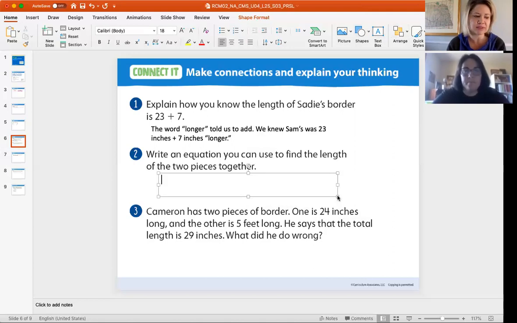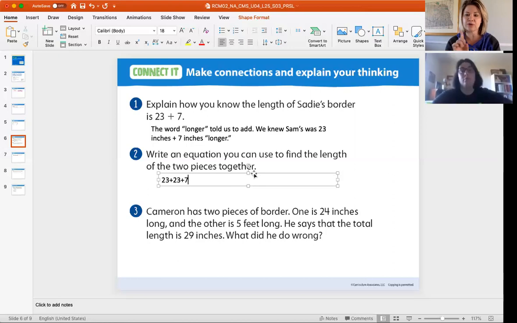So Mrs. Walker, how long was Sam's piece of border? 23. Okay. Now, do we know what Sadie's piece of border was? I mean, we do. Well, do we know the exact number? No, so we didn't. So we only know it's 7 inches longer. Then what? Than 23. Okay, so we know Sam is 23, right? Now we know that Sadie's is 23 plus 7, right? So the first 23, this is Sam's, and this 23 plus 7 is Sadie's, right?